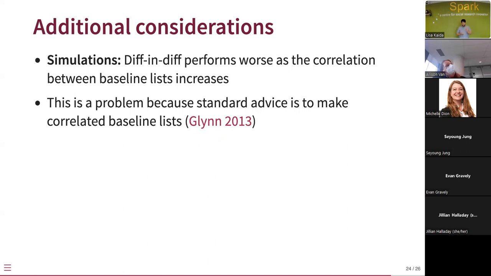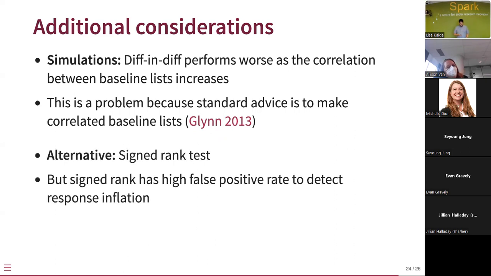The test tends to perform worse. So this is a problem because the standard advice is to make correlated baseline lists. So the alternative is to use the sign rank test. And this is the point where, if you're really interested in this, you should go and read my paper.